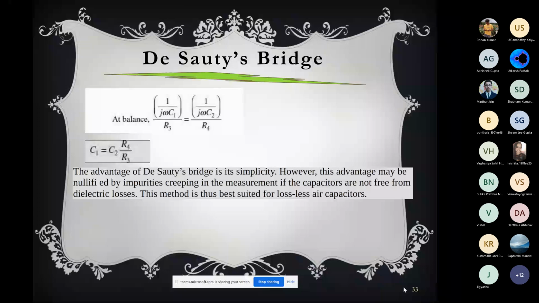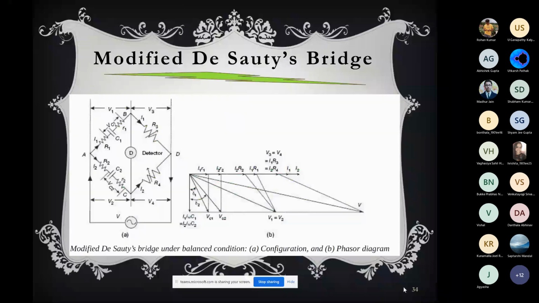Now, the last thing we said is that if it is a dielectric capacitor, it is very difficult to get an accurate result. So we need to modify the De Sauty bridge. Now you see that here we modified the De Sauty bridge.